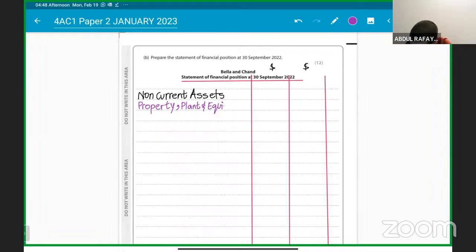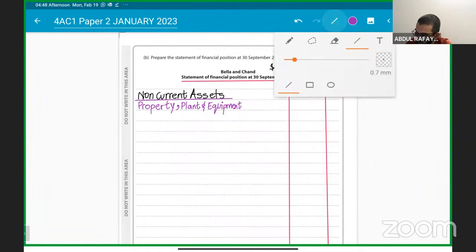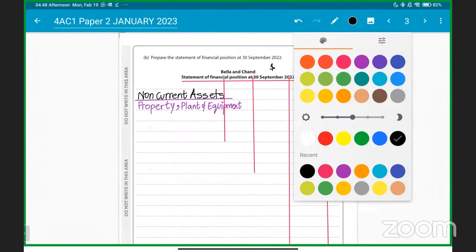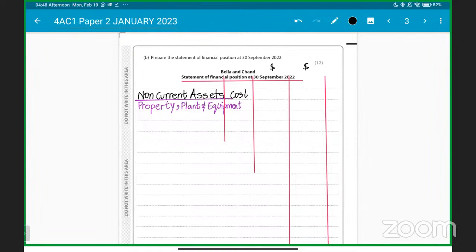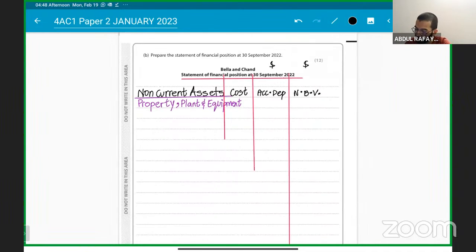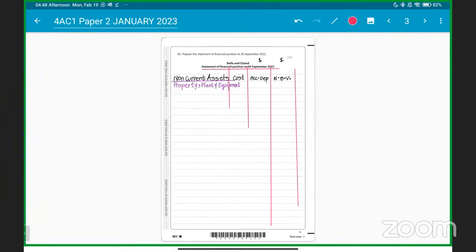Understanding will be simple here. We need to understand that there is a cost section. So for the first part, we have a cost section as well. You have to write down cost here, accumulated depreciation there, and then you have the net book value as well. Any questions? No? Okay.